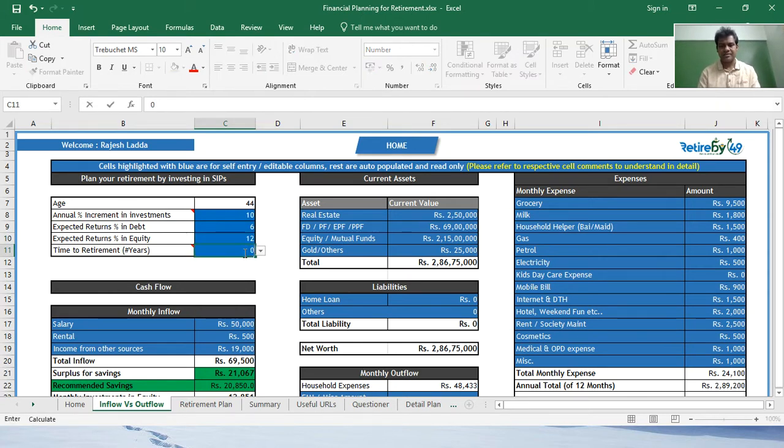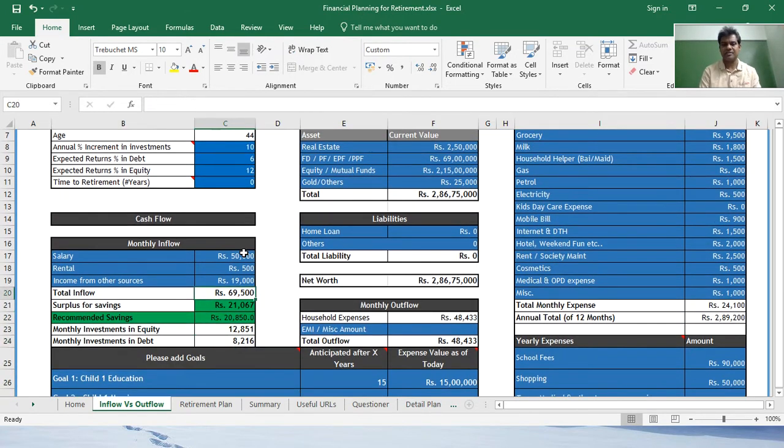So now let us look at what. First of all, you enter your various cash flows. That is either in the form of salary, or rental income, or income from other sources, like dividend income or agriculture income, anything that you could enter over here. It will show the total inflow.